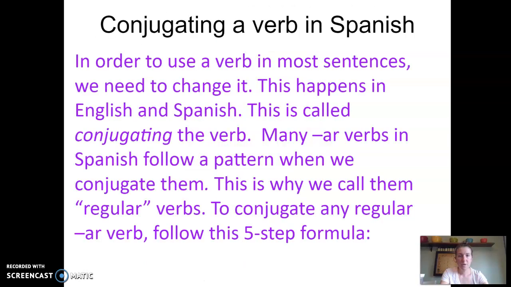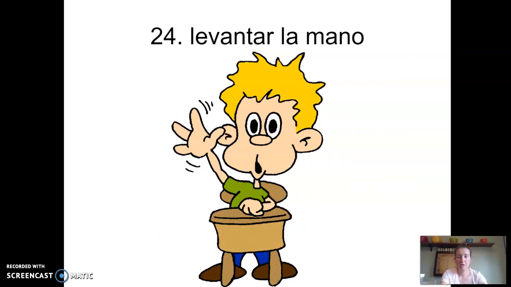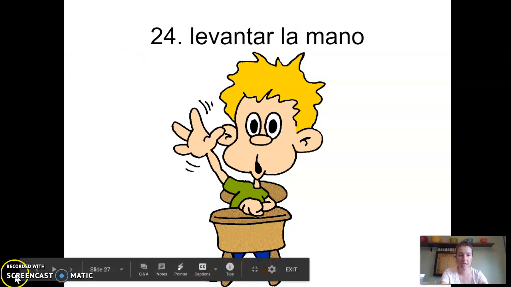All right, should be coming up on it. There it is. Okay, so we're going to stop here with this, number 24, and then I'm going to right now do another video to talk to you guys about conjugating, which is how to use these verbs. All right, adios for now.